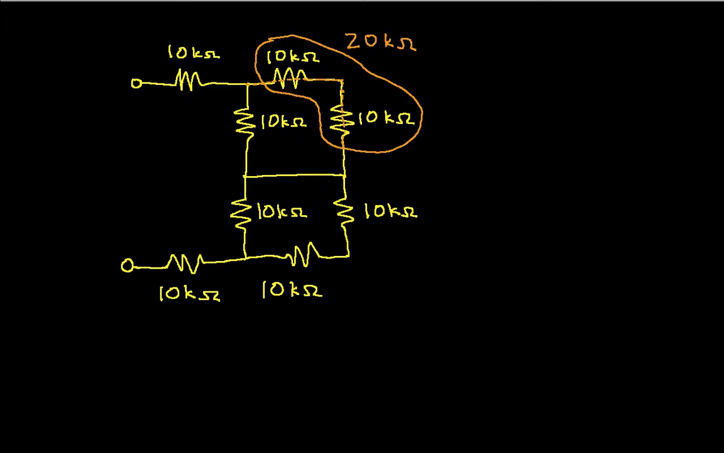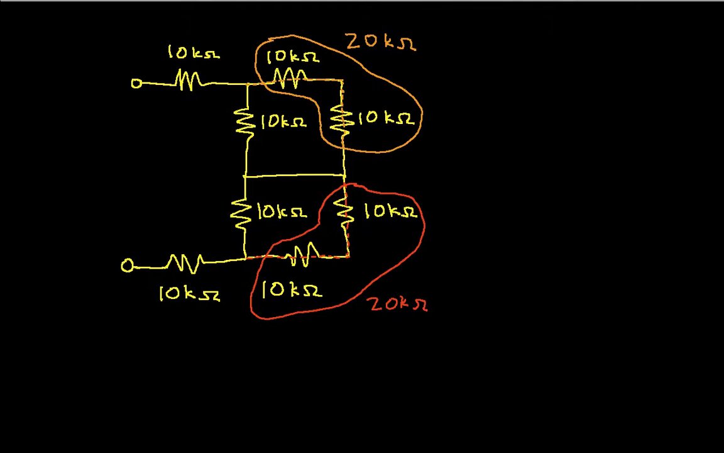If I look at the bottom part of this circuit, I have essentially the same sort of thing. I have these two resistors, and again, these two are in series because any current that goes through this 10k ohm resistor has to go through this 10k ohm resistor. So the equivalent resistance of these two will be 20k ohms.